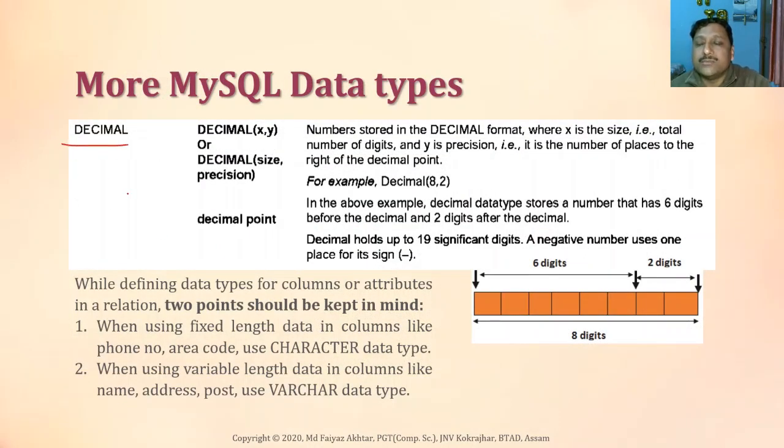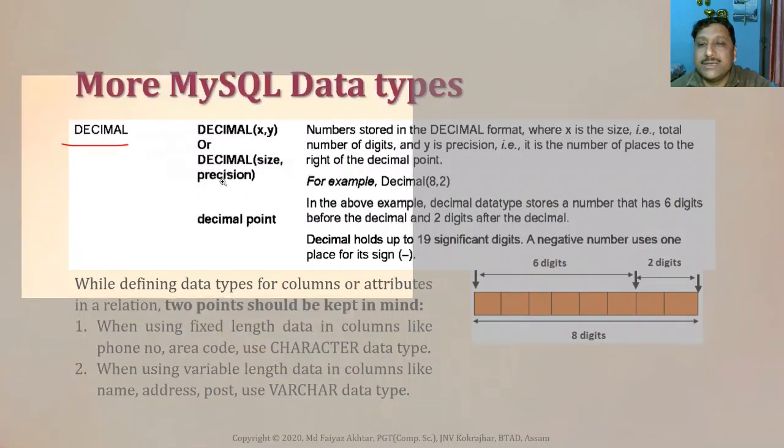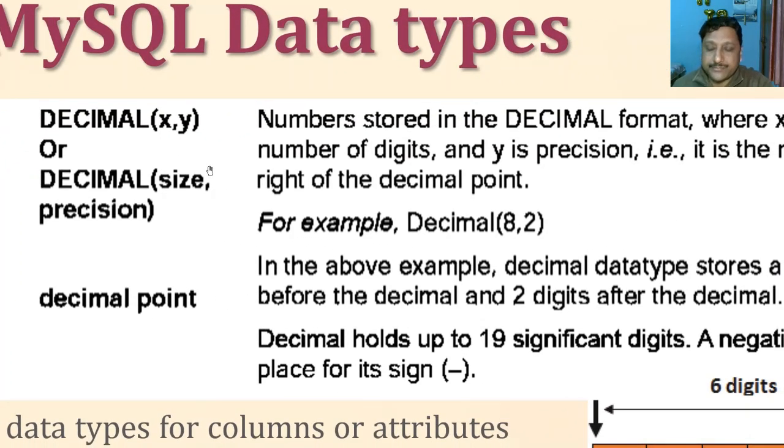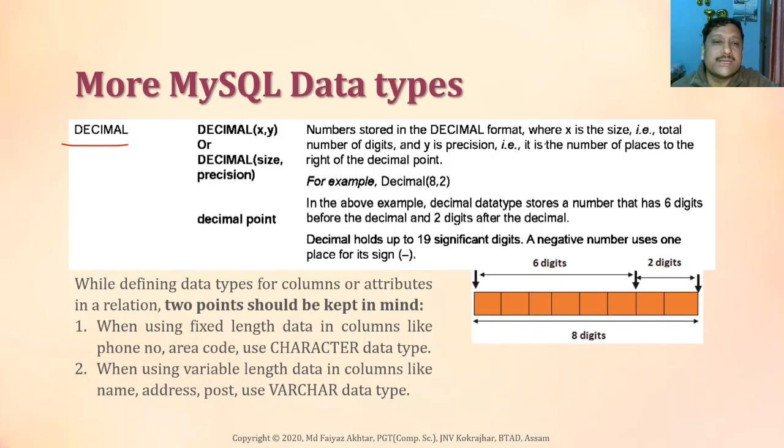One more numeric data type is available in MySQL, that is decimal. It is also given in the same format as numeric, x,y: x is the total number of digits, and y is the total number of decimal places it needs. Numbers are stored in decimal format, where x is the size, the total number of digits, and y is the precision, the number of decimal places. The data types numeric and decimal are exactly the same, equivalent.